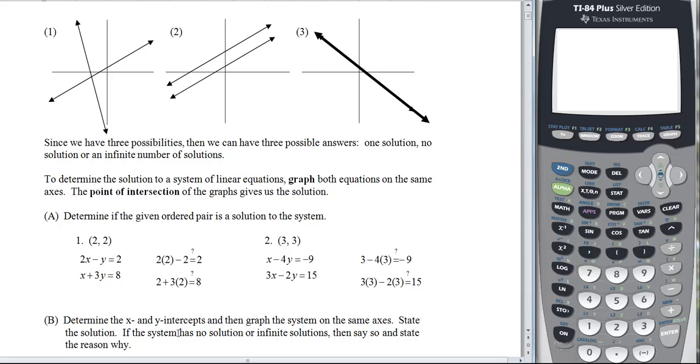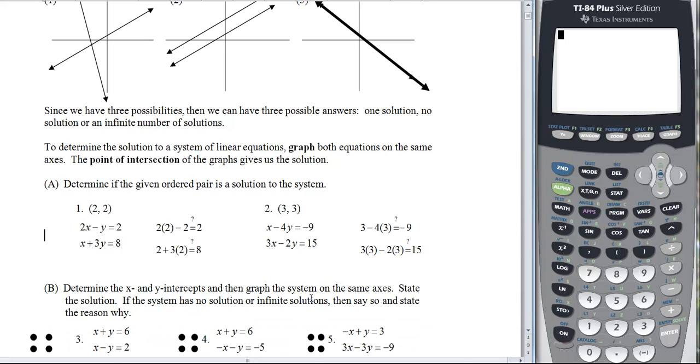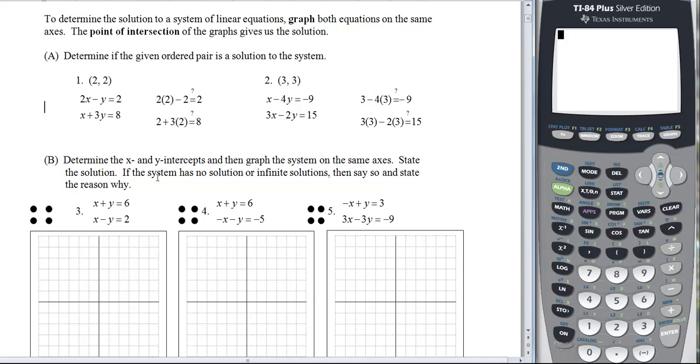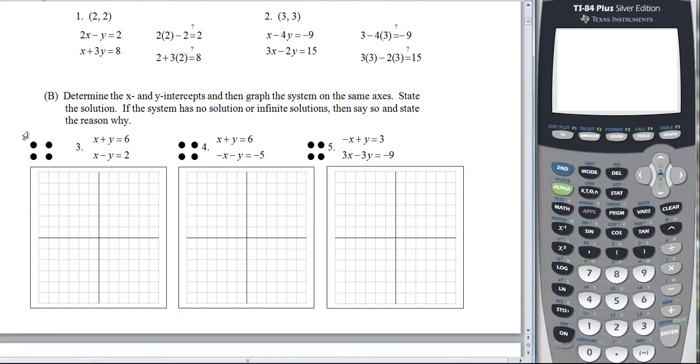Another thing: determine the x and y intercepts and then graph the system on the same axes. State the solution, and if the system has no solution or infinite solutions, we need to say so and state the reason why. If you're not familiar with the x and y intercepts, I'd like you to get used to this because a lot of our word problems will end up looking like this, and this is a quick way to graph a linear equation. So if I let x be 0, if you sort of cover that up, let me make a little box.